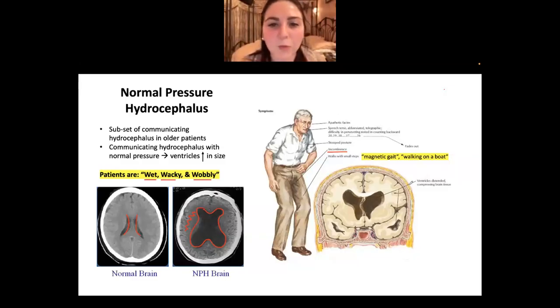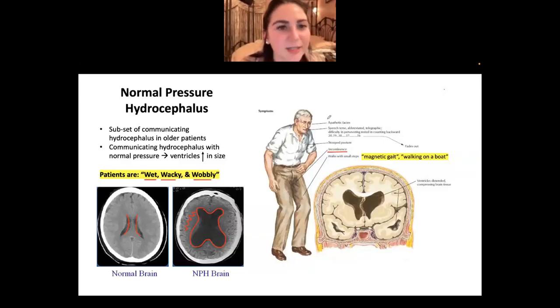This is like they walk with small steps. They call it a magnetic gait, or walking on a boat. A magnetic gait is like, imagine you have magnets on the bottom of your feet, and you're trying to walk on a magnet floor. It's really hard. That's how he describes a magnetic gait, or walking on a boat. You're really unsure, and this is not the same as ataxia. Ataxia is like you're falling all over the place.